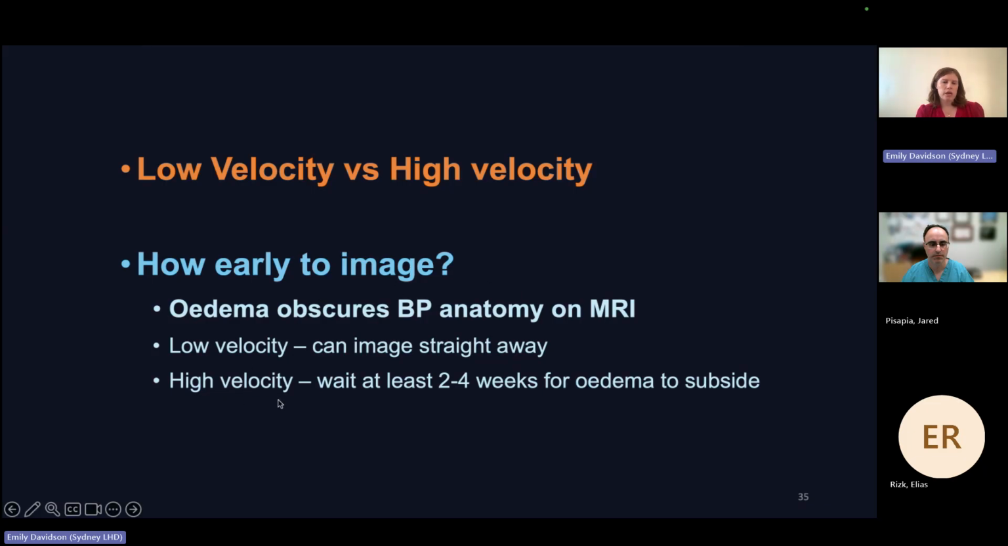So with a high velocity mechanism, I like to wait at least a couple of weeks before all of that edema settles. And also the nerve surgeons that I work with, they like to see what the true nerve deficit is, because sometimes you can have a nerve pathology and it resolves after a couple of weeks. So it really helps to indicate the clinical manifestation. A low velocity, you can essentially image them straight away.